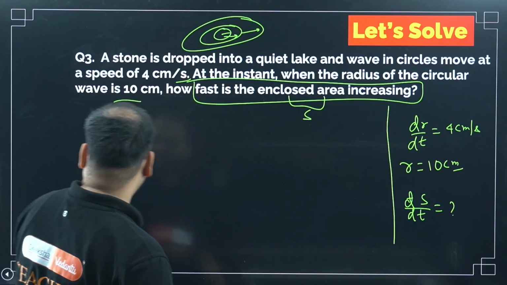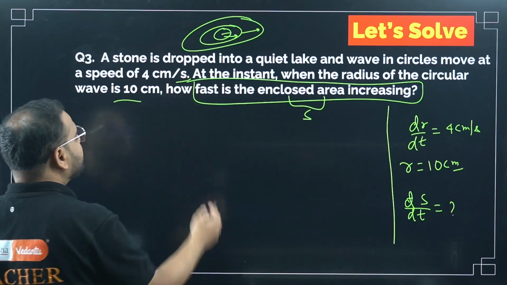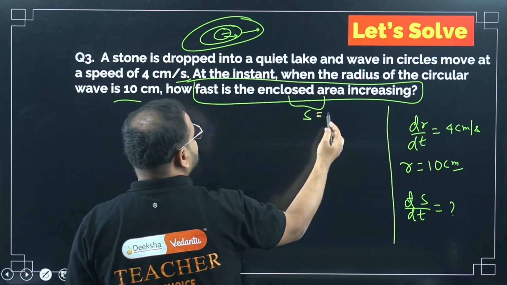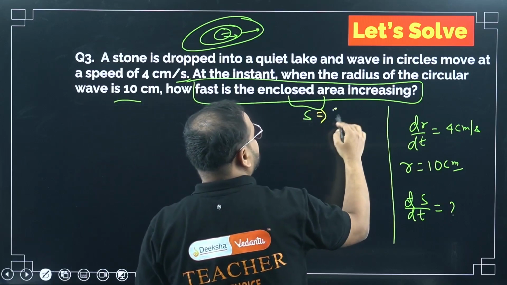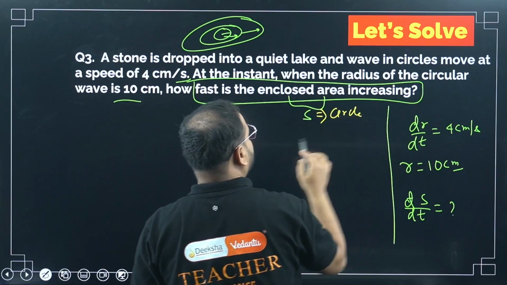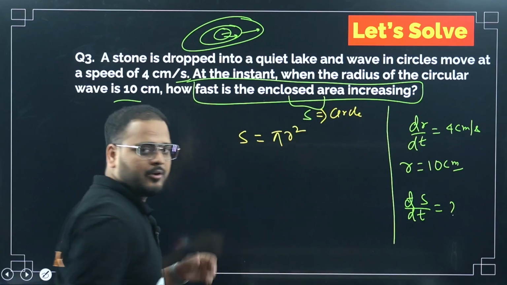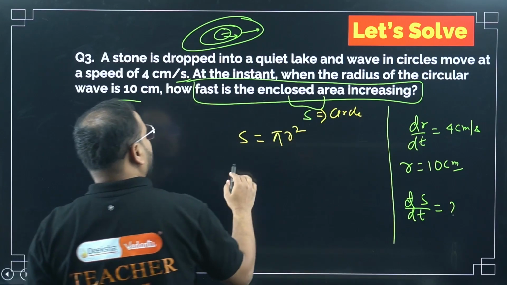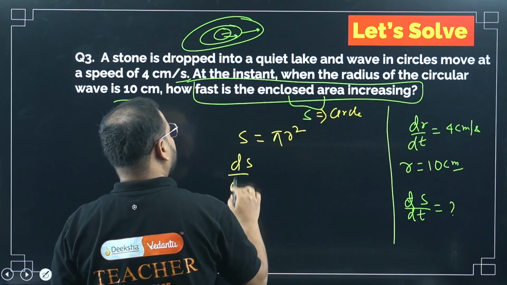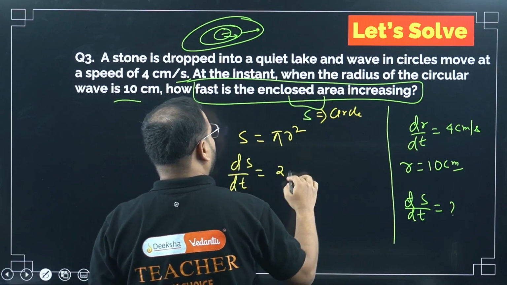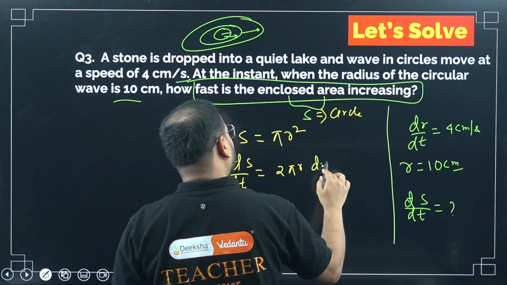Okay. Now tell me one thing. What is going to be the S value in this case? It's a circle only, right? Circle means what is the area of a circle? Simple, sir. Pi r square. Very simple. Pi r square. So if I'm finding dS by dt, what am I going to get? Please tell me. I'll get, sir, 2 pi r dr by dt or not?